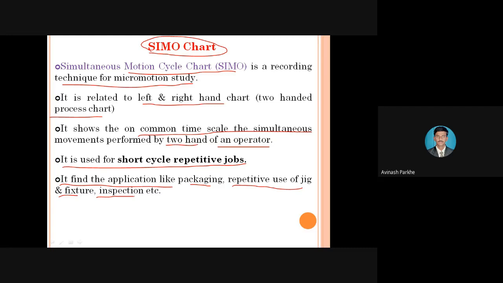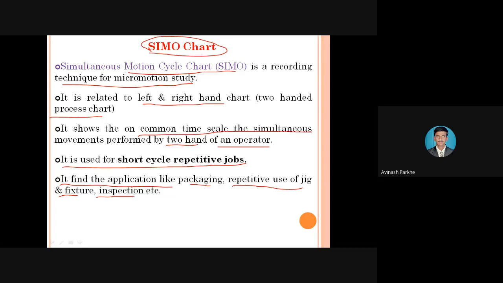A new component is coming, I have to go for the measurement. Again the second component is coming, again I have to go for the same measurement. Again the third component is coming, again I have to measure the dimension. That means whatever repetitive movements are taking place in the short cycles, those repetitive movements can be represented by using these Simo charts.